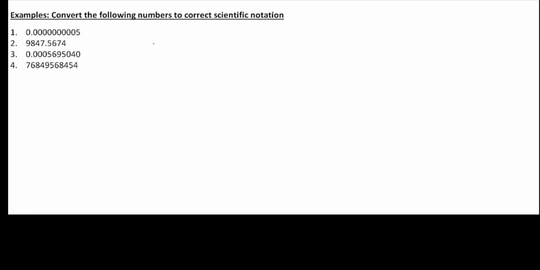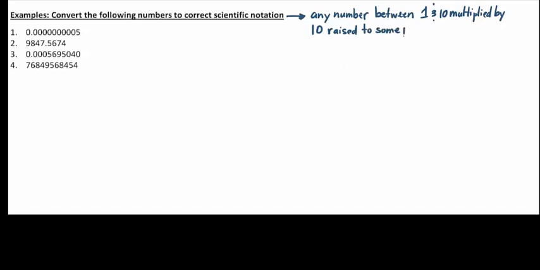Okay, this is going to be a quick tutorial on scientific notation. Scientific notation is any number between 1 and 10 multiplied by 10 raised to some power.